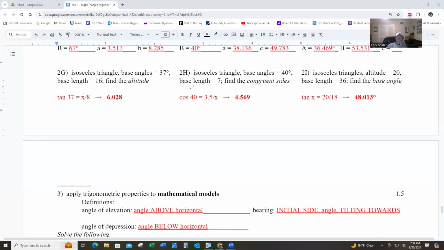Now, the next one, isosceles triangle. Again, isosceles triangle, I will draw as best I can. Okay, so these two sides are equal here and here. Base angle is 40. So that's 40 right there. And this is 40 right there. Base length is 7. So that means this is 3.5. And so is the other one. Okay, 3.5.